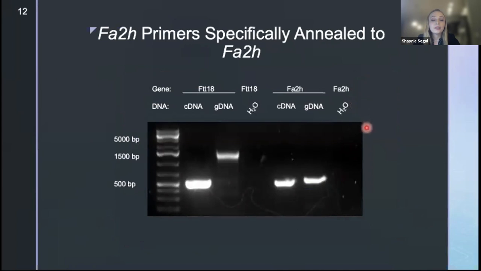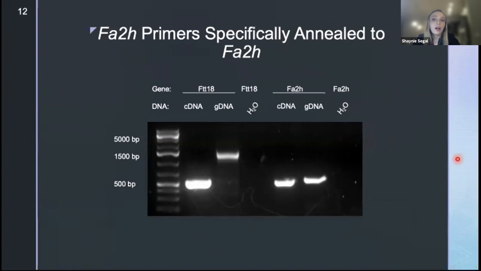This validation was necessary to ensure that the results that I viewed on the expression analysis gel were due to DNA damage and changes in expression as opposed to the primers not annealing. And so this allows me to know that if there's no bands for the expression gel, it's because there was no expression and not because the primers didn't anneal.